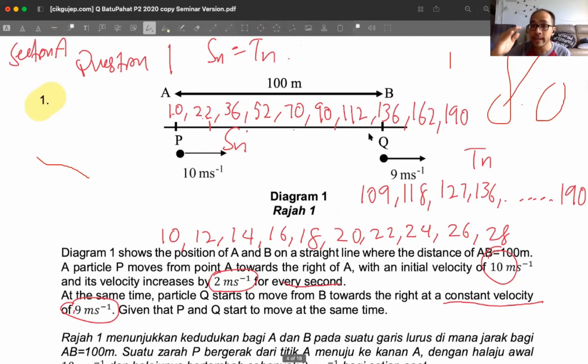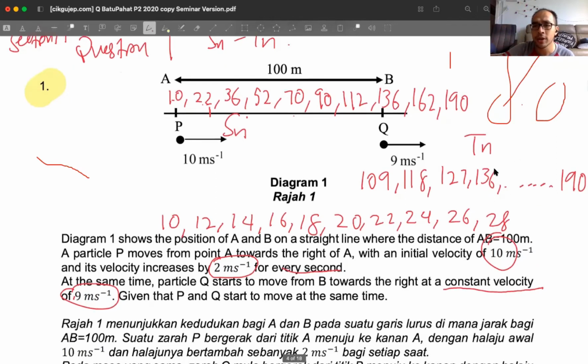You can list down, but you must list down completely from 10 until 190, and from 109 all the way to 190. If you list down both correctly, you will get the mark. Don't skip like me. List it down: 136, 145, 154, and so on.